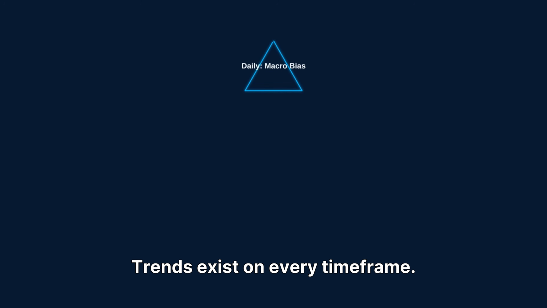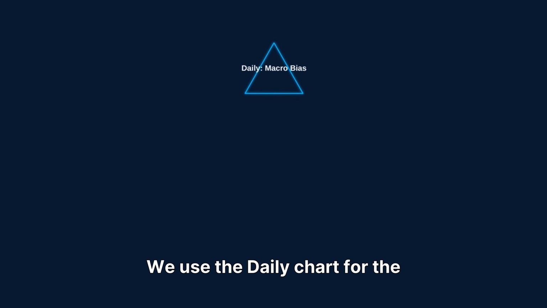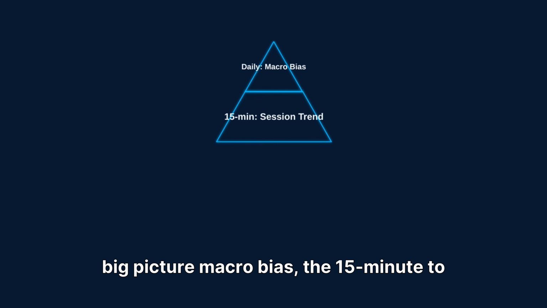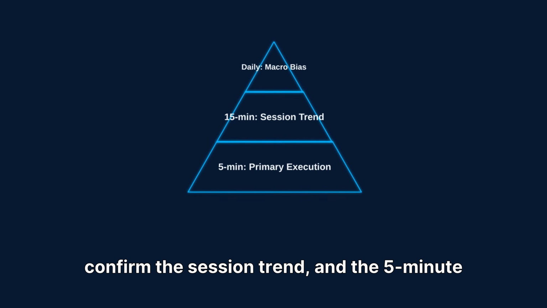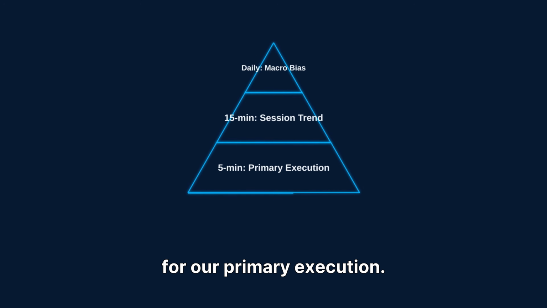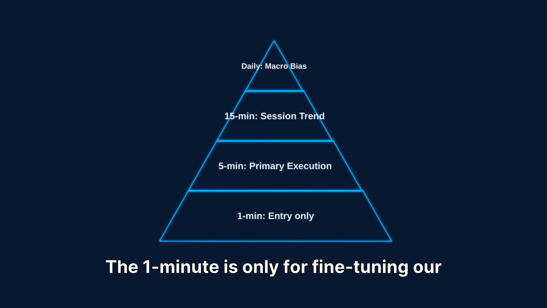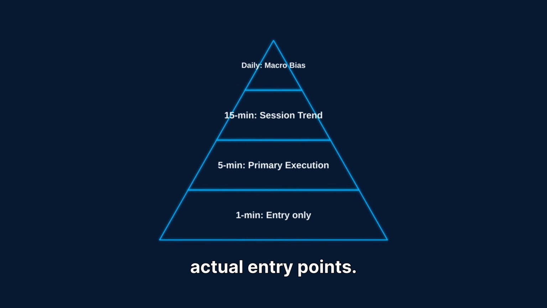Trends exist on every time frame. We use the daily chart for the big picture macro bias, the 15-minute to confirm the session trend, and the 5-minute for our primary execution. The 1-minute is only for fine-tuning our actual entry points.